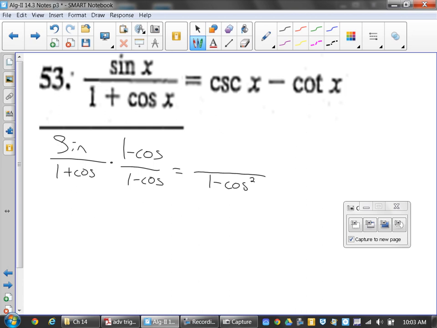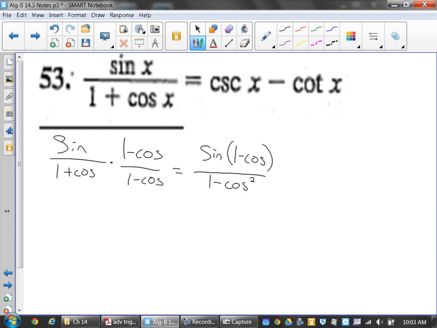Everybody on that? The numerator, I'm just going to multiply. I'm just going to say that it's sine times 1 minus cosine. I'm just going to leave it at that because I don't think distributing is going to help me do anything at all. All right. What is 1 minus cosine squared? Sine squared. So you wind up now with sine over 1 minus cosine with sine squared.